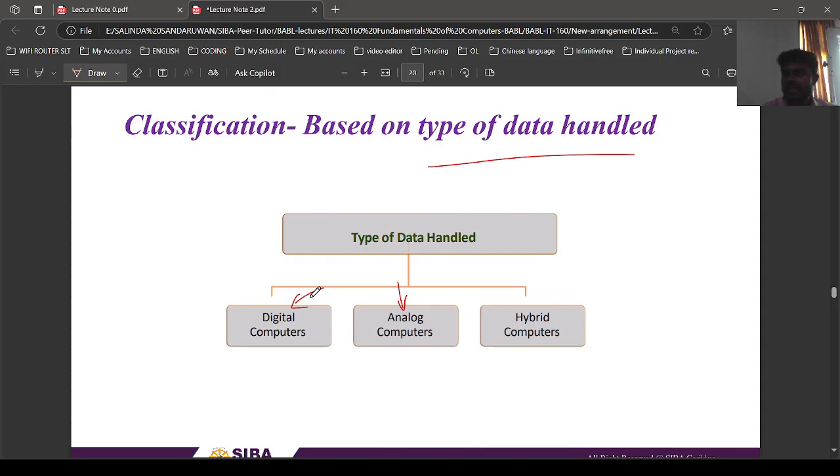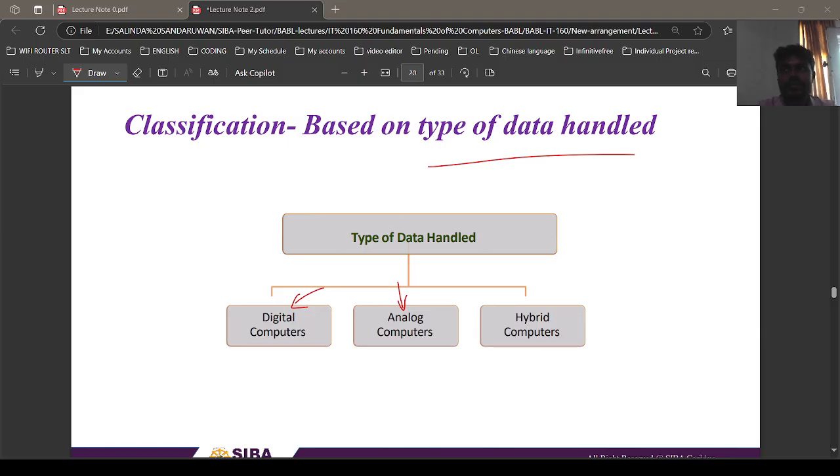Then what about the digital computers? So imagine this. Here I'm going to open the calculator, press 8 minus 5 and press enter. Now the answer is 3, right? Are they going to measure physical things here? No, right? They are not going to measure physical things. So that's the difference between the analog computers and digital computers.